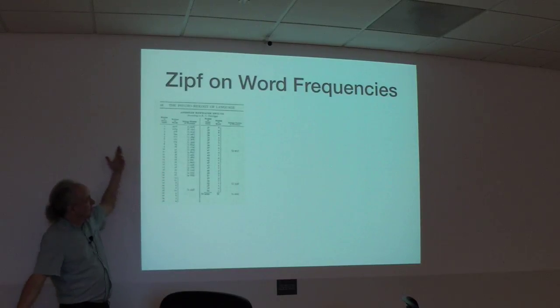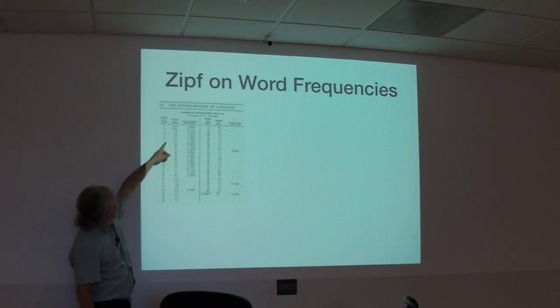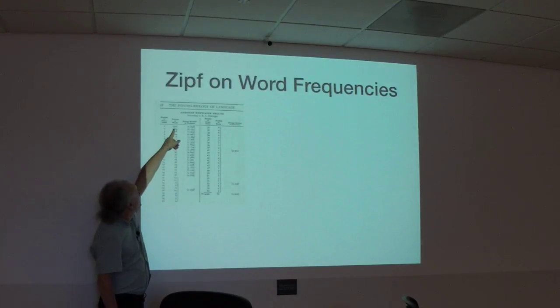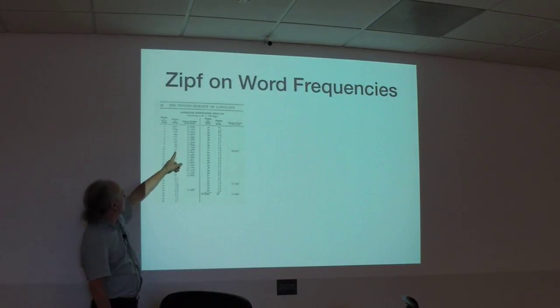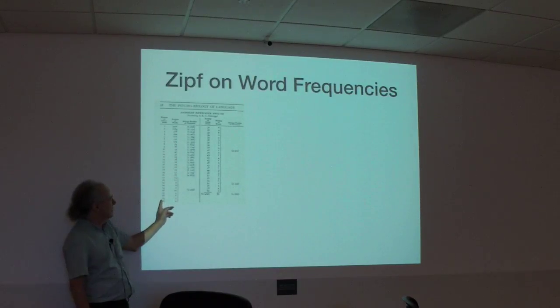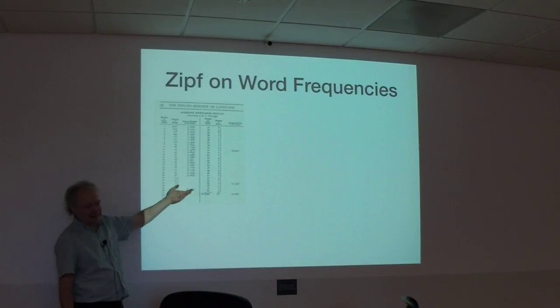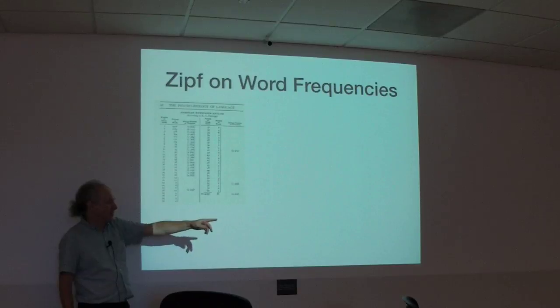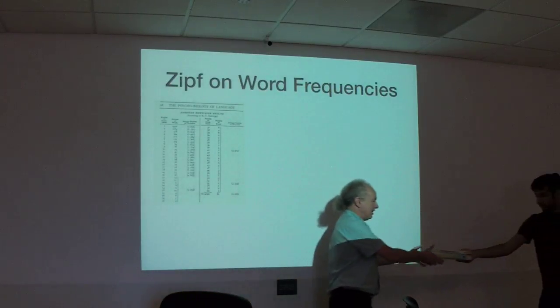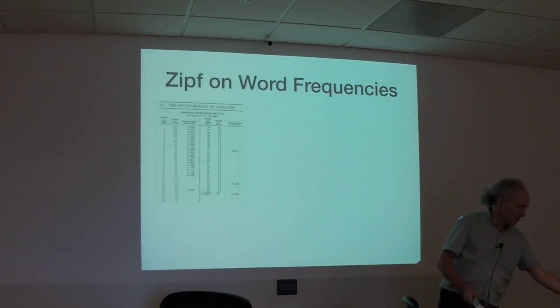Zipf was a linguist of all things. He was not a city theorist or anything else. Here's the kind of data that he had. He had how many words in some text are used once? How many words are used 11 times? How many words, et cetera, et cetera. So he had this plot. He had these data, and you can just pass around the Zipf book, which actually has the raw data. And this is a reprint from the MIT Press version.